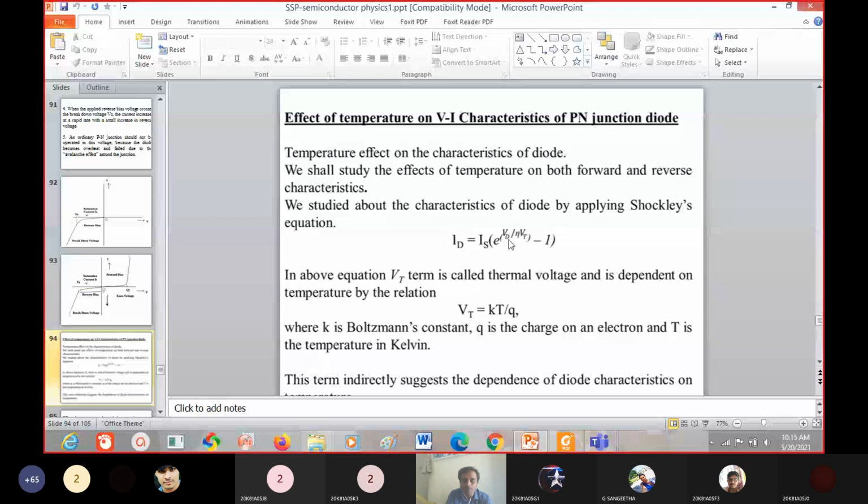By using this formula, we can calculate how much current is passing if the PN junction diode is connected in forward bias, and how much current is passing if it is connected in reverse bias. This equation is called the Shockley equation. How to convert this equation for forward bias and reverse bias, we will discuss just now. For that I am showing here. Okay, 1 minute.